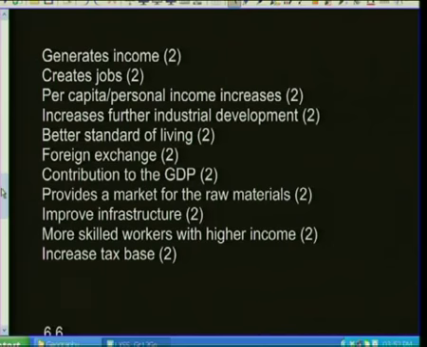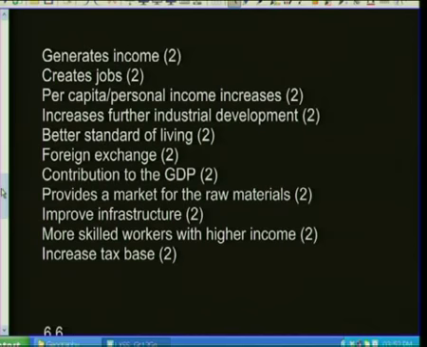It also provides a market for our raw materials. Our farmers and our miners now have industries to feed into. They will be selling their goods to those industries. Again, the knock-on effect going back to those raw material suppliers. It will improve infrastructure. By having industries means that we have to improve our transport, our electricity, our water pipelines in that area. That, of course, is a benefit to everybody.